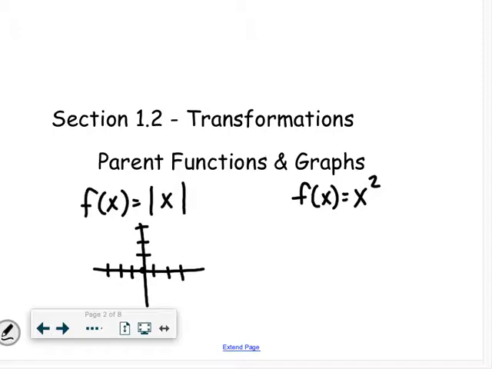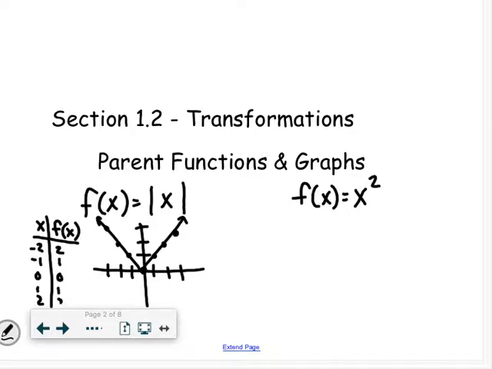So I'm going to plot some points that we would have plotted on our parent function for the absolute value, like 0, 0, 1, 1, 2, 2, 3, 3. And then we would do negative 1, 1, negative 2, 2, negative 3, 3, and that gets us our V-shaped graph. If you want to include in your notes a table of values, you could make one for yourself. Negative 2, negative 1, 0, 1, 2 gives me 2, 1, 0, 1, 2.